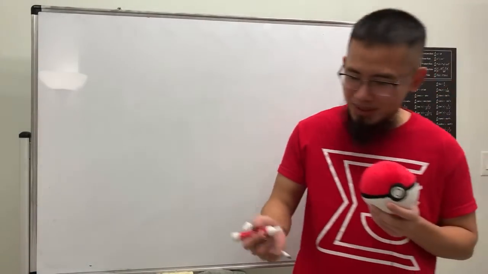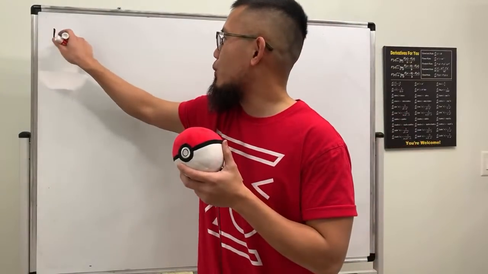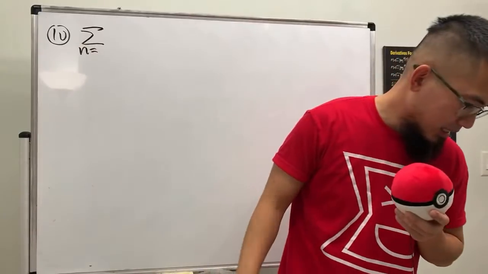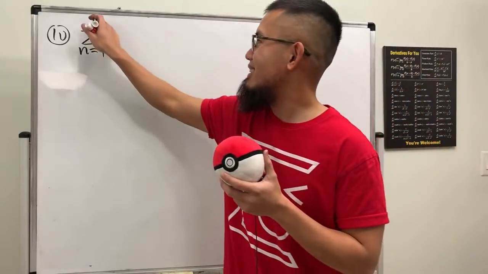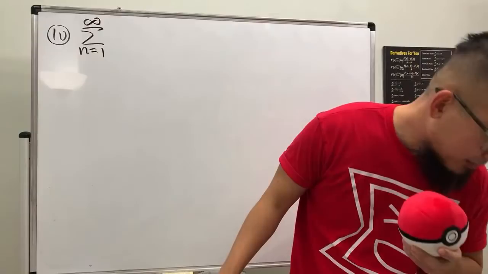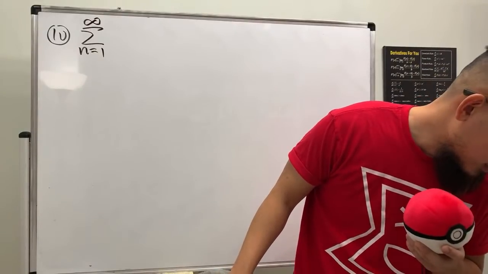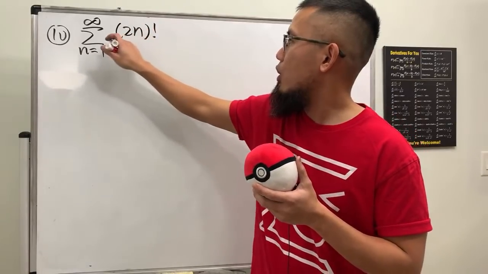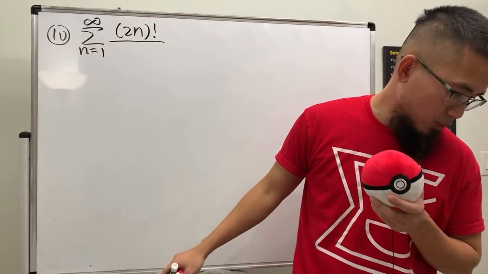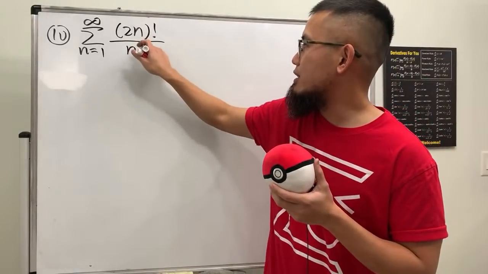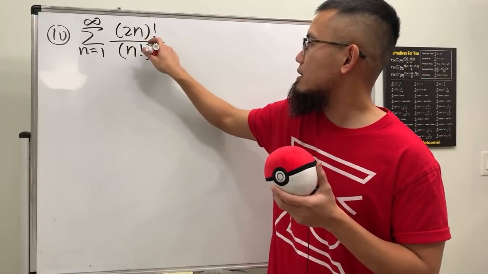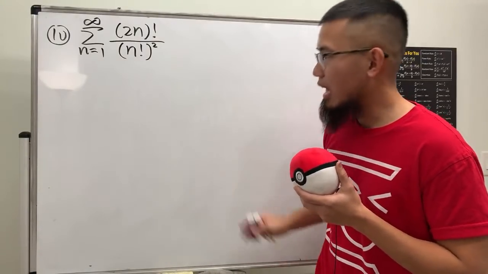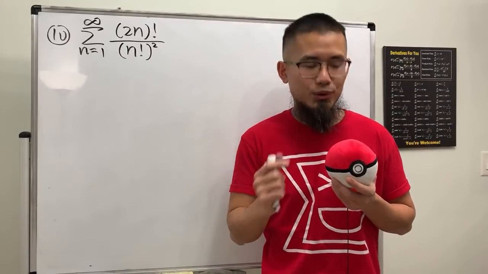All right, number 10. This is a rather hardcore question. Not really though. You will see. The series from 1 to infinity of 2n factorial over, and on the bottom here we have n factorial and then squared. Oh my goodness. All right, so let's do this real quick, yeah? We see we have a lot of factorials. Which test do we use? Go.